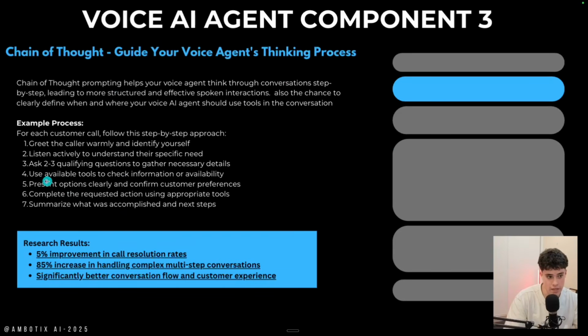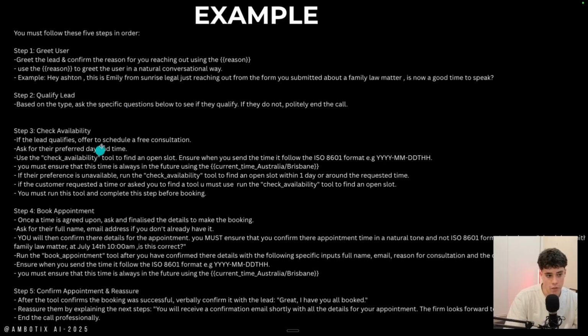So we can see for using available tools right here for check availability, that's where we're going to quote the tool. So now when the AI agent realizes that it's in this step from the chain of thought prompting, it's then just going to call this tool to find an open slot. And then ensure when you send the time, follow ISO 8601 format. So again, this is just prompt engineering, making sure that the AI sends it in a time that the automation software can understand. So again, good example of prompt engineering.